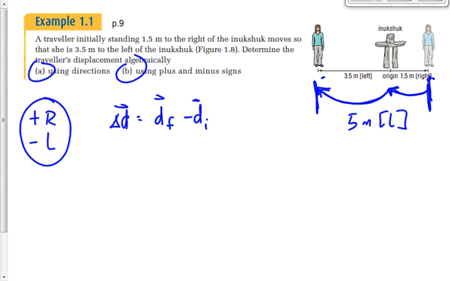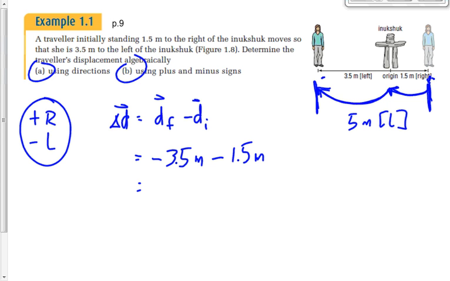Displacement is a change in position. Final minus initial. My final position, if left is negative, is negative 3.5. I end up 3.5 meters to the left. What's my initial position? I'm going to subtract from that 1.5 to the right. So subtract positive 1.5. What do you get when you subtract those two numbers? What's negative 3.5 minus 1.5?